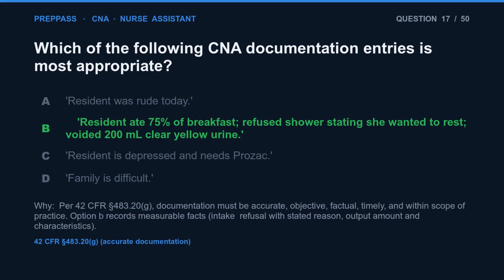The correct answer is B. Per 42 CFR Section 483.20(g), documentation must be accurate, objective, factual, timely, and within scope of practice. Option B records measurable facts: intake percent, refusal with stated reason, output amount, and characteristics.